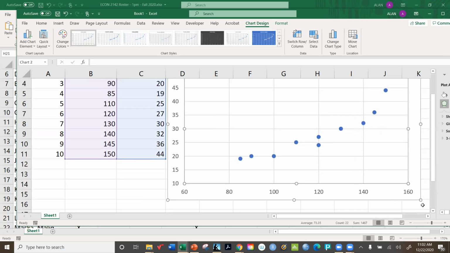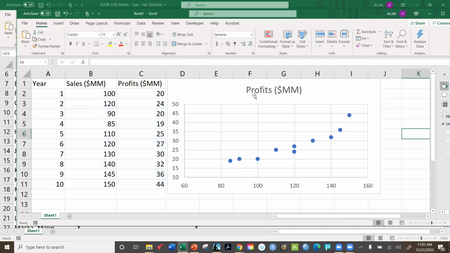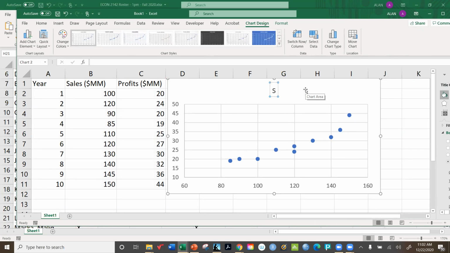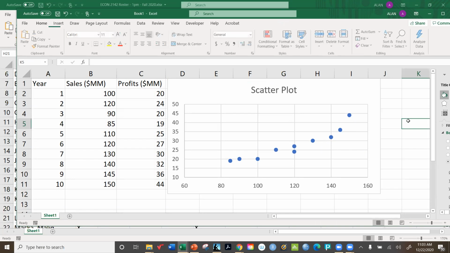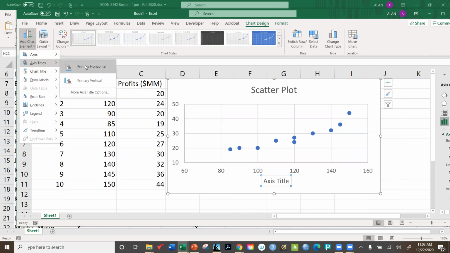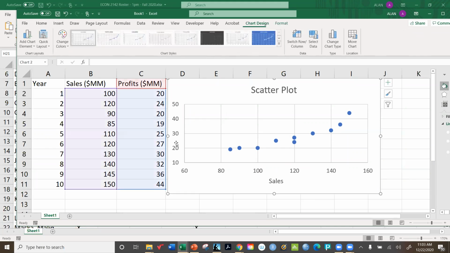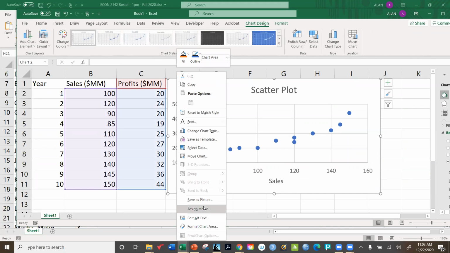Okay, now it looks pretty good, I think. So this is a scatter plot, what we call a scatter plot. And so what I'm going to do is label this. These are the cells. And then over here, we're going to have the profits. Oh, no, up here.